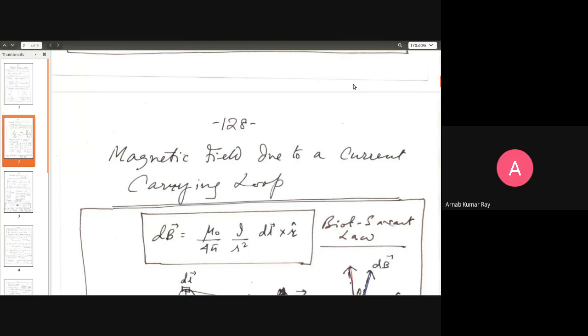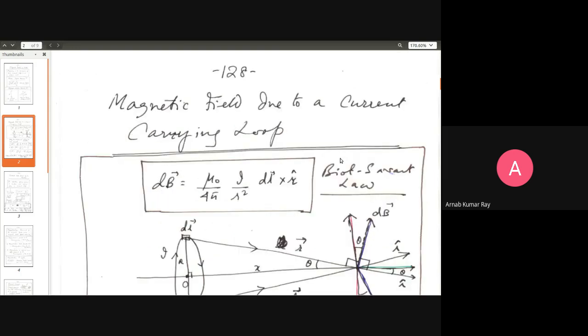In the last class, you remember my telling you that there was a tutorial that was given to you, question number 10. I just stated the answer, but we did not solve it. Here's the derivation of how to find the magnetic field due to a current carrying loop.